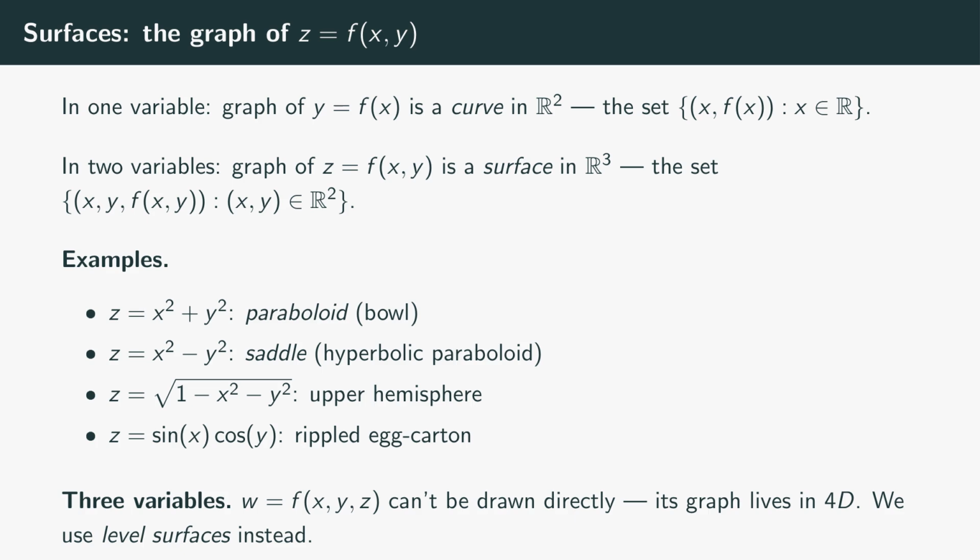4 examples to get a feel. The graph of z equals x squared plus y squared is a paraboloid, a bowl opening upward. The graph of z equals x squared minus y squared is a saddle, also called a hyperbolic paraboloid, that goes up in one direction and down in the perpendicular direction. The graph of z equals the square root of 1 minus x squared minus y squared is the upper hemisphere of the unit sphere. And z equals sine x times cosine y is a rippled surface that looks like an egg carton. What about functions of 3 variables? The graph of w equals f of x, y, z would live in 4-dimensional space which we can't draw. That's where the next idea, level surfaces, becomes essential.